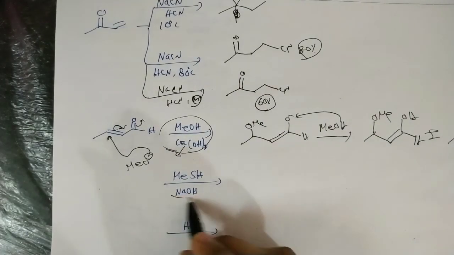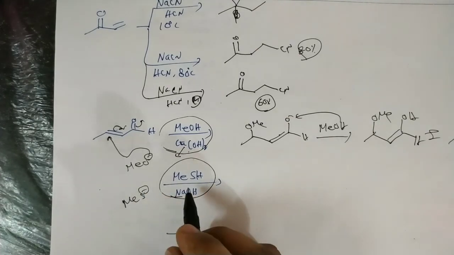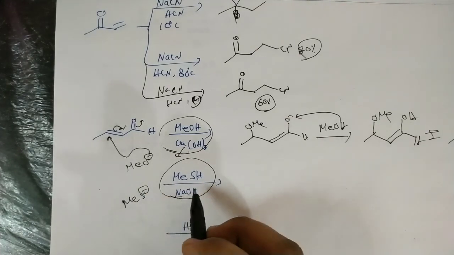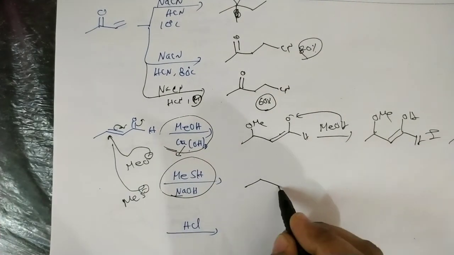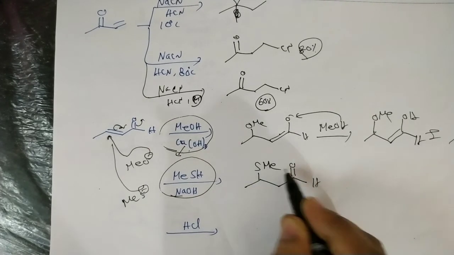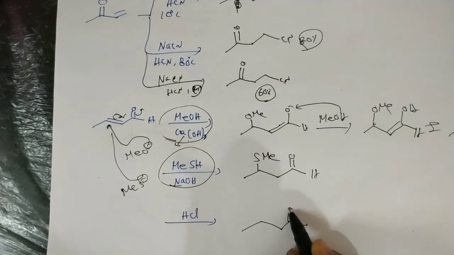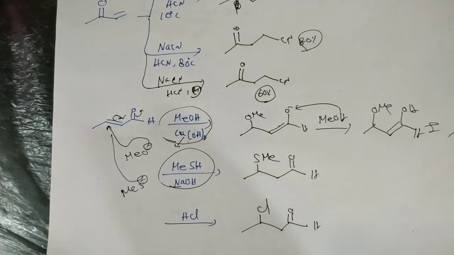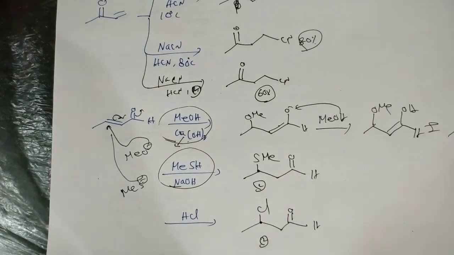Okay, suppose in this case also MeS minus, we will get methanethiol, that is also involved in conjugate addition reaction. So here double bond O and SMe. Okay, 1,4 addition with HCl also takes place, double bond O, H, here Cl. Okay, so you can see here chiral carbon, two products we can get.